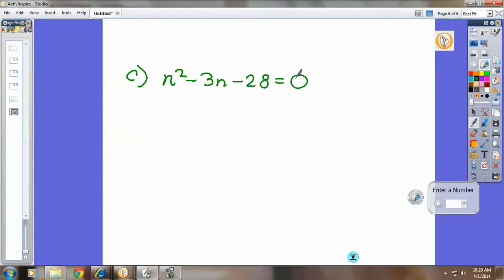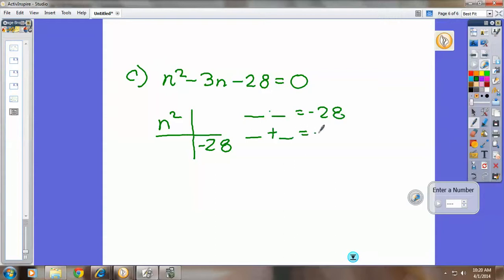What factoring method might you use on example C? The box. Let's set up the box. n squared and -28. What are two numbers that multiply to -28 and add to -3? Okay, so you participate. What two numbers multiply to -28 and add to -3? 4 times -7. 4 and -7.